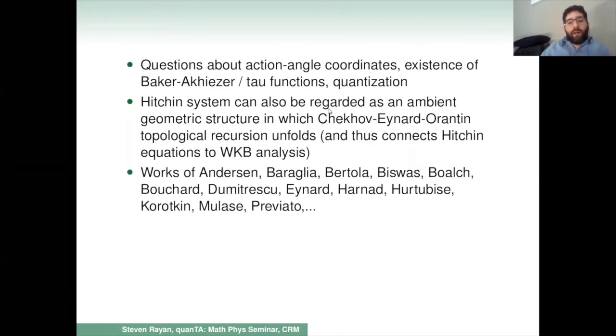In all of these questions, there have been explorations over many years, either implicitly or explicitly, in the works of many people. There's Jørgen Andersen, David Baraglia, Marco Bertola, Indranil Biswas, Philip Boalch, there's Bouchard, Dumitrescu, Eynard, Harnad, Hurtubise, Korotkin, Mulase, Previato. There's also, especially in the quantization, Beilinson and Drinfeld. So there's a very large body of work that's appeared here over many years.